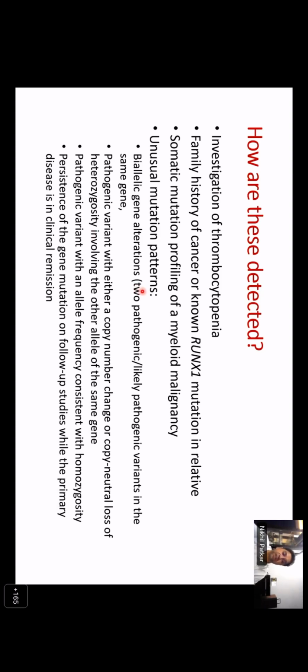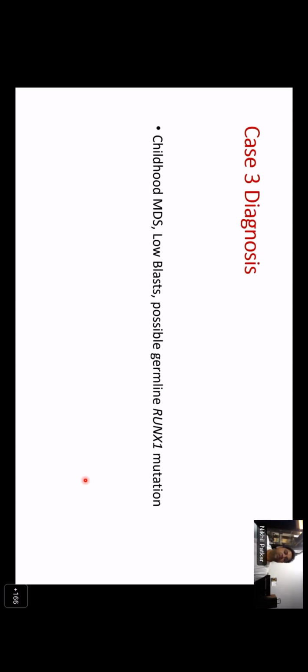Another way in which these can be suspected is biallelic gene alteration. That means 2 pathogenic mutations in the same gene. They can involve one mutation plus copy neutral LOH. And sometimes you can have a very high VAF, like a homozygous mutation. In such ways you can suspect these conditions. So the diagnosis is childhood MDS, low blast, possible germline RUNX1 mutation.